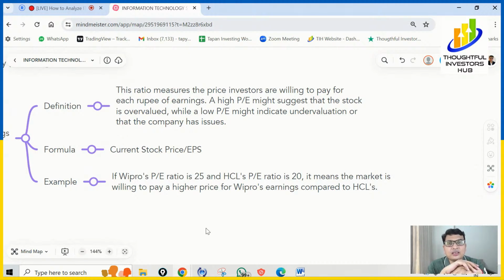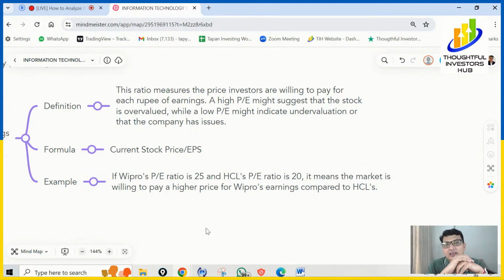Suppose company A has a P/E ratio of 25, company B has a P/E ratio of 18, and the industry P/E ratio is 30. Company A 25, company B 18, industry P/E 30.